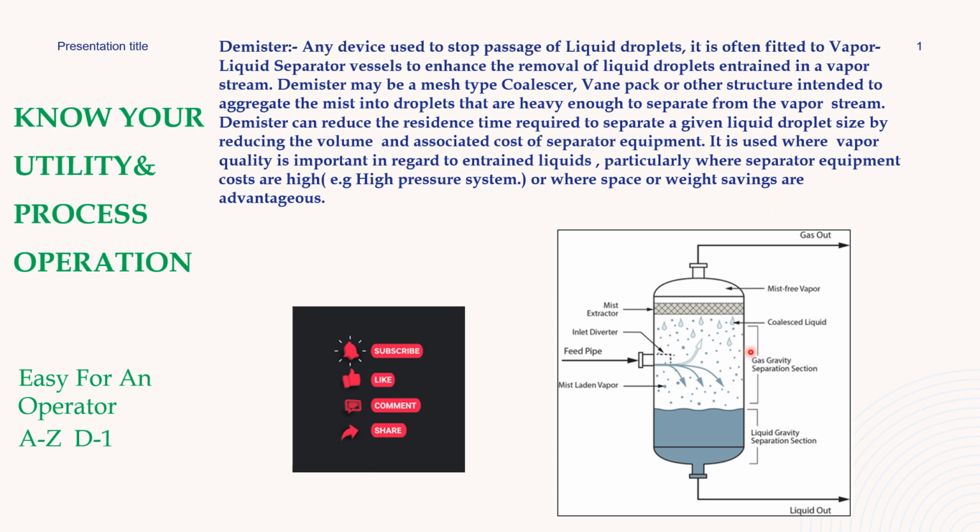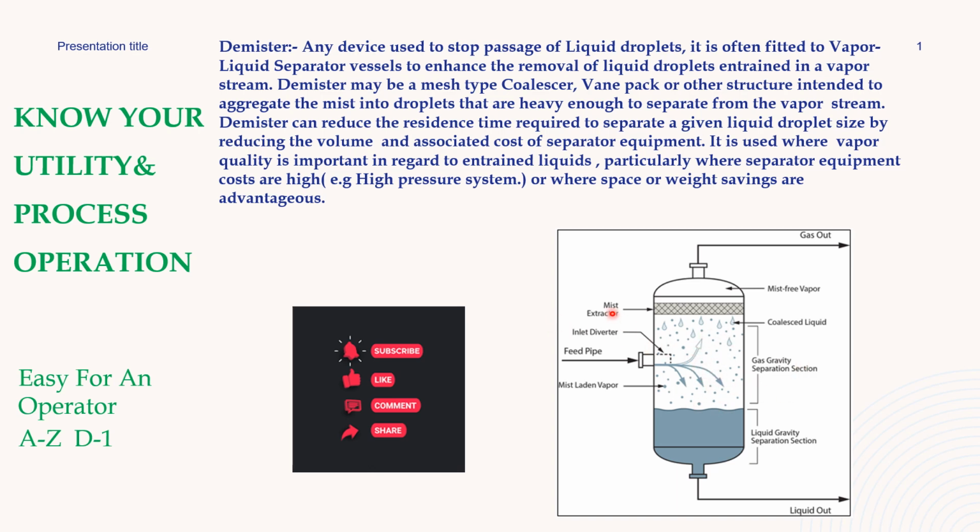This is a schematic diagram of one type of demister used in a separator. Here a feed is entering, and this is a demister, also called an extractor or demister pad. This will not allow the moisture or water droplets to carry over. Pure gas only will come out, and the liquid will be separated and collected here.